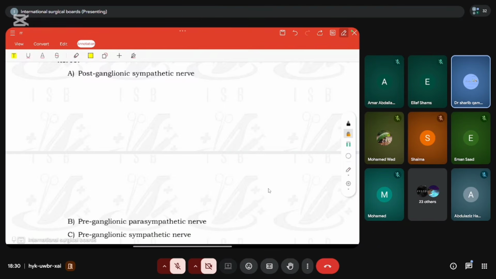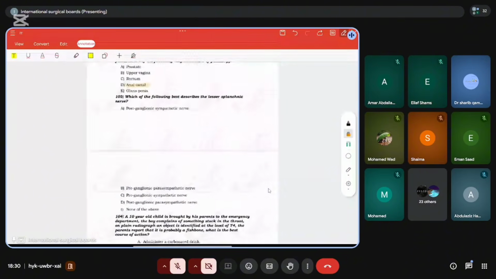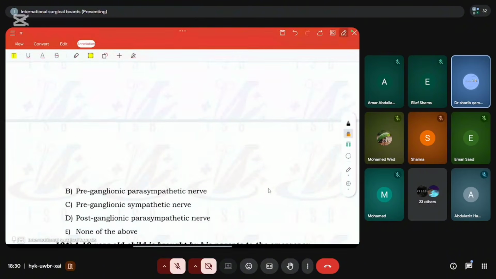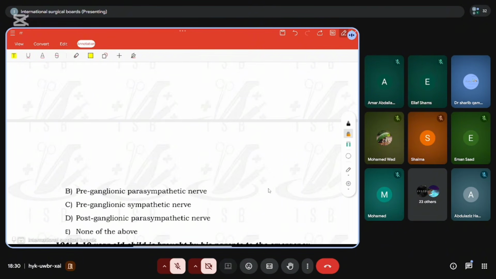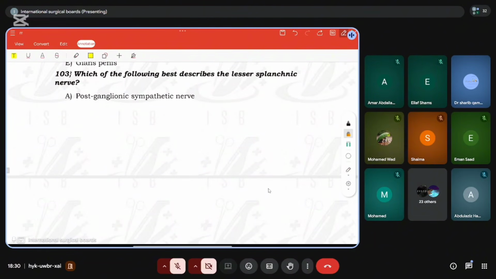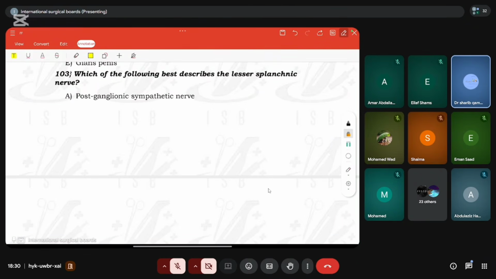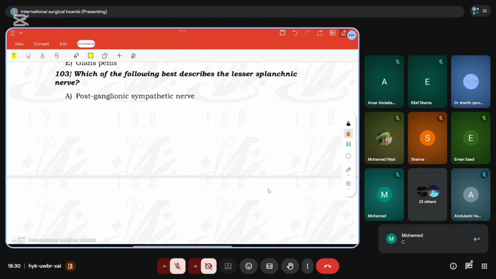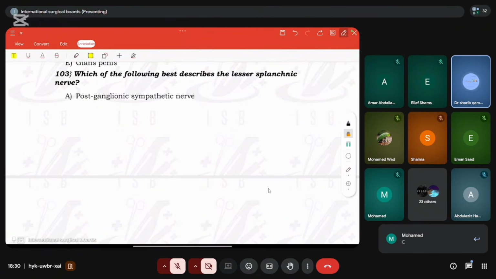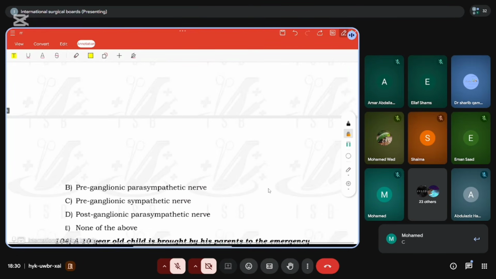Splanchnic, is it E or C? That's more options. Oh, what did I do? Okay, I think it's a pre-ganglionic sympathetic or post-ganglionic sympathetic. So I think it's like post. In the options, they just made every possible combination: pre and post sympathetic, pre and post parasympathetic. Whatever. Okay, so is it A, post ganglionic sympathetic? Oh, okay, it's pre. Let's see, Muhammad said C, which is pre-ganglionic sympathetic.